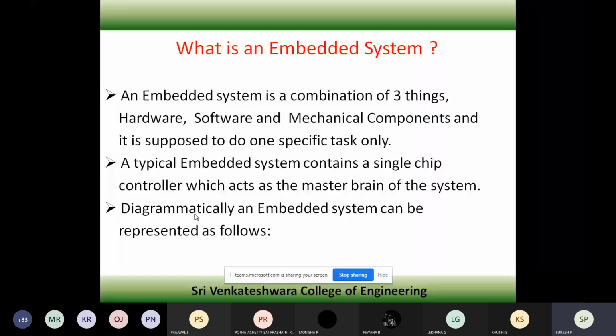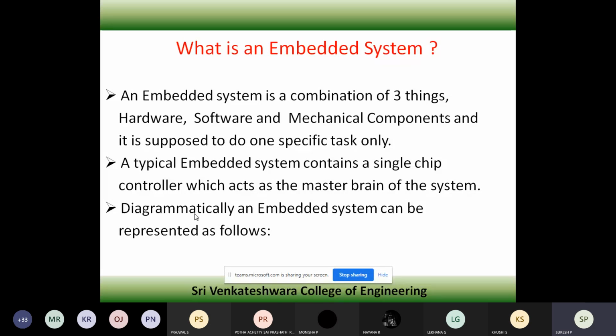Whatever embedded system definition we have seen is a layman's definition. But when it comes to the actual definition of an embedded system, the basic embedded system consists of three parts. What are these three parts? The basic three things in your embedded system are: one is your hardware, another is your software, and the third one is your mechanical component. By using all these things, you are supposed to achieve only one specific task. All these things are combined together, and you make only one specific task to be completed.